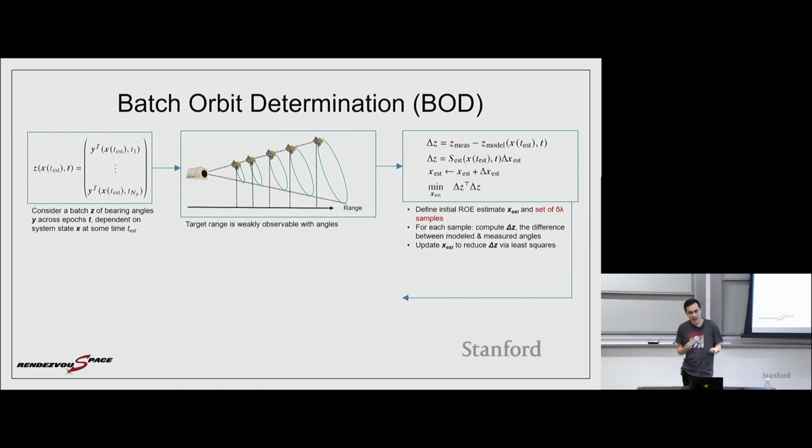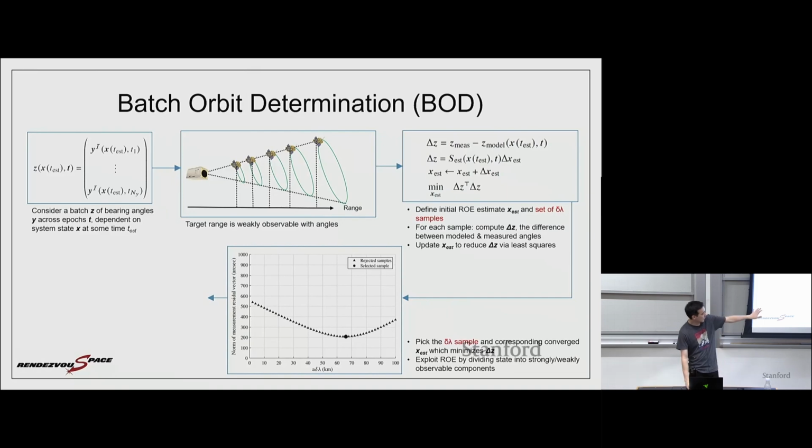And over time, we can iteratively update our state estimate to try and reduce that residual and more closely match the angles we got from the camera via least squares, for example. And really the goal is to produce a plot like this one on the bottom of the slide here, where on the x-axis we have the delta lambda samples, and on the y-axis we have these delta z measurement residuals. And we can pick as our output the delta lambda sample that produced our minimal residual.